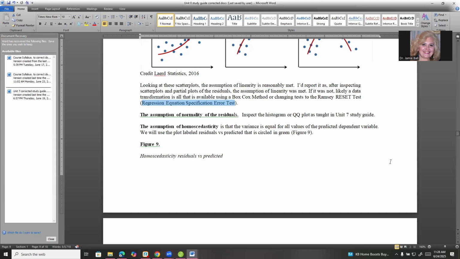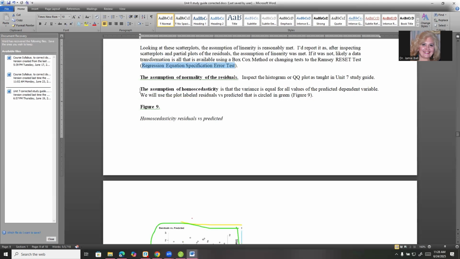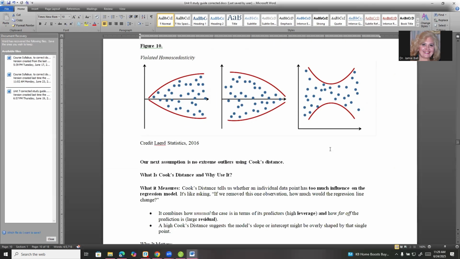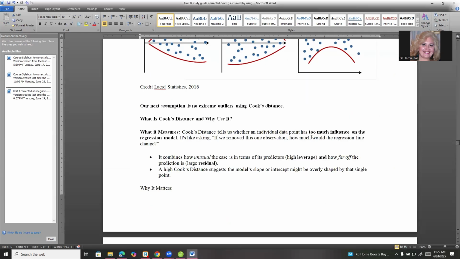You know I don't like data transformations. I typically will change tests. Okay. And if the assumption of homoscedasticity is violated, I would change tests. You could transform the data, but I would use a weighted least squares regression. Now, for the sake of your homework, just proceed. Make your recommendations. Now, the next assumption we test is the Cook's distance.